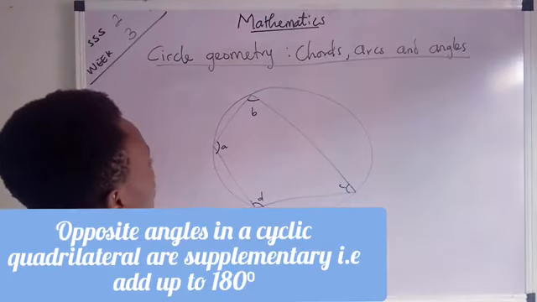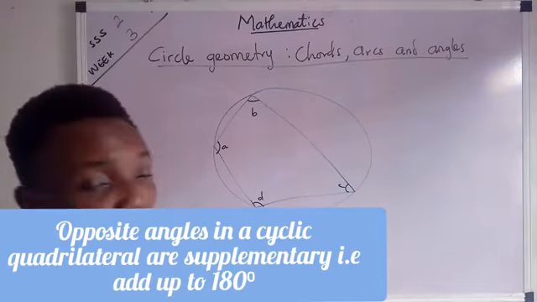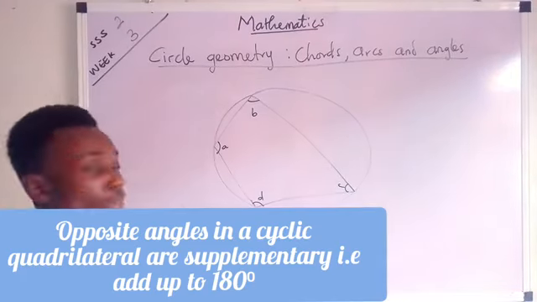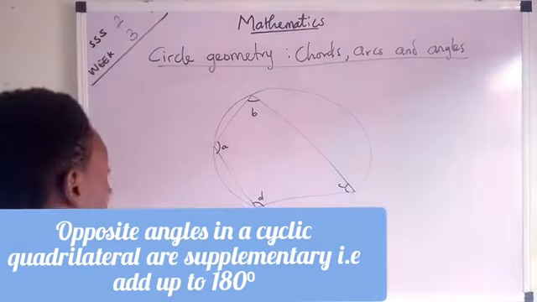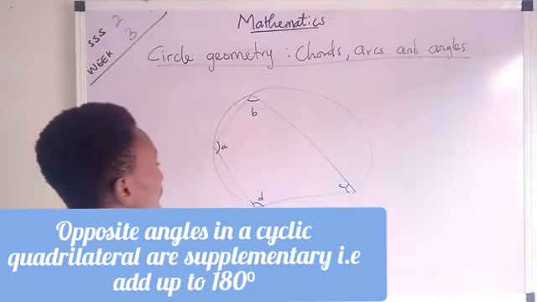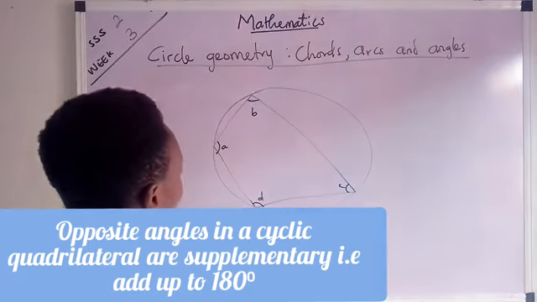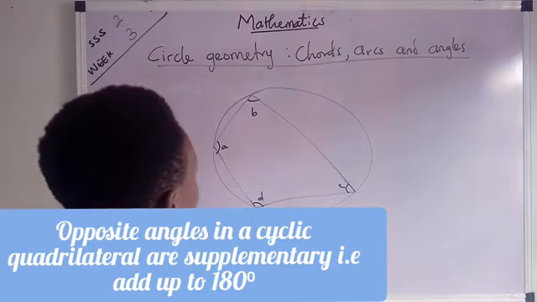The fifth theorem says that what? Opposite angles of a cyclic quadrilateral are supplementary. Now let me define certain terms there so you understand the statement better. Opposite angles, for example, in this place are what? A and C, B and D. So A is opposite to C and B is opposite to what? D. Those are opposite angles. They are opposite angles to each other.